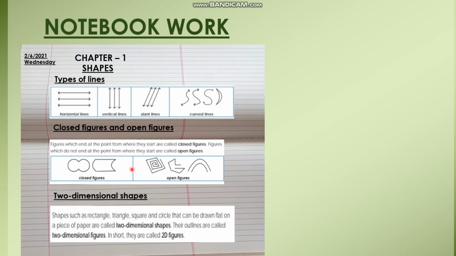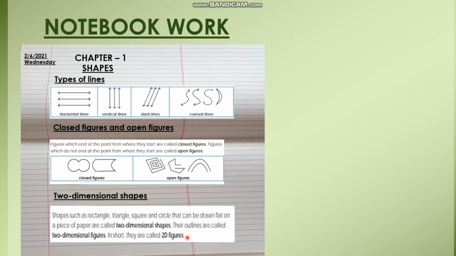Okay, and then we learned the closed figures and open figures. What is a closed figure? Figures which end at the point from where they start are called closed figures. Figures which do not end at the point from where they start are called open figures. So here are some examples of closed figures, and here these are the examples of open figures.